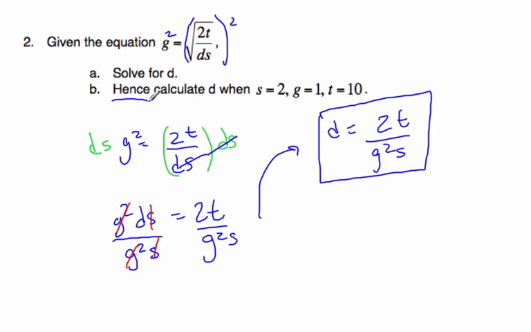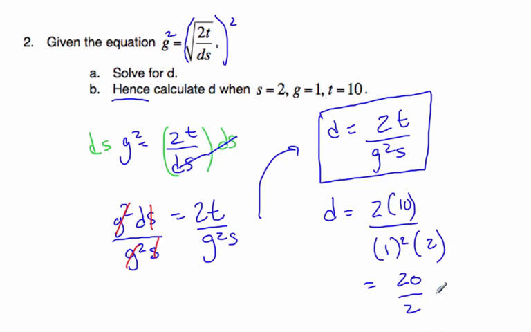Now, hence, what does that mean? Like therefore, or so follow through from A to B. And we have to use what we've done in A part for B part. So d then is that. I can plug these values in, so it's 2 times 10 divided by 1 squared times 2. So we've got 20 over 2, which is 10. And that's d. That's our answer. All right, super.